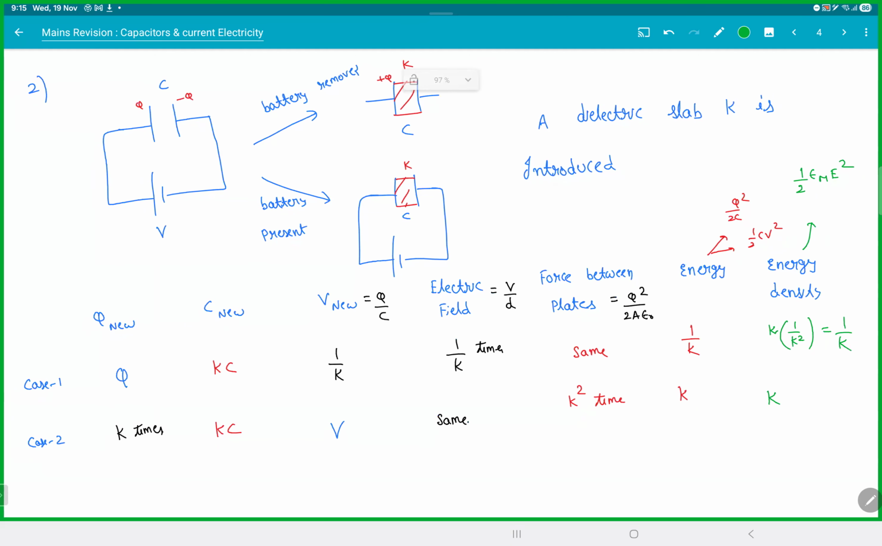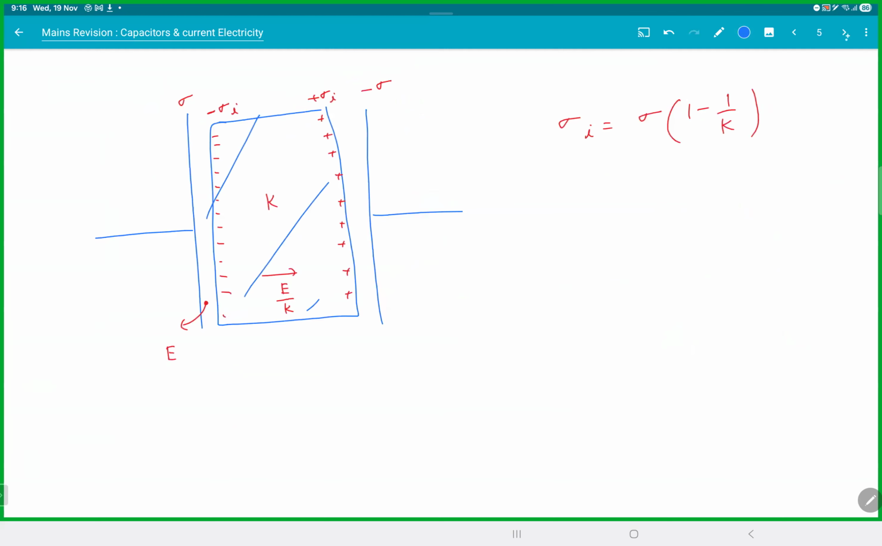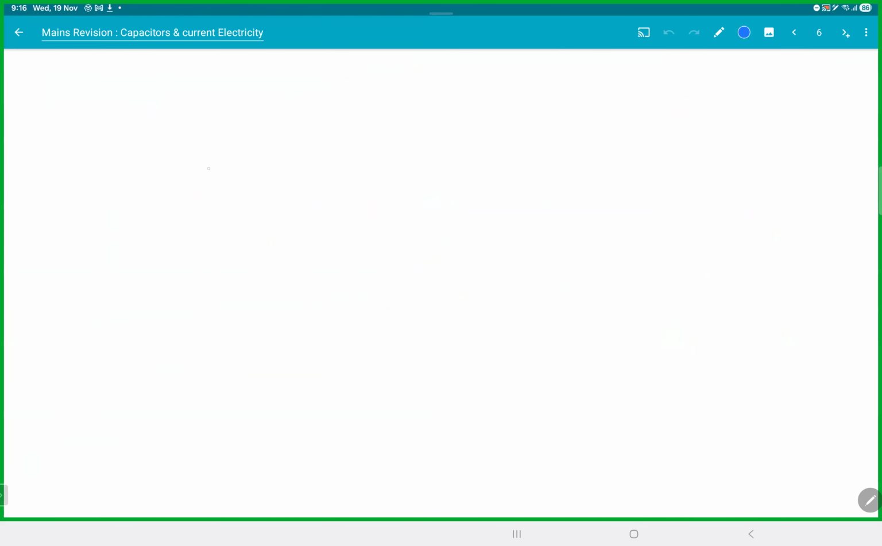Clear with this? You can also argue like this. What is energy density? Energy per unit volume. Volume is the same. Energy became 1 by K times. Clear with this? And same thing here, the slab's thing. I hope you remember the result.